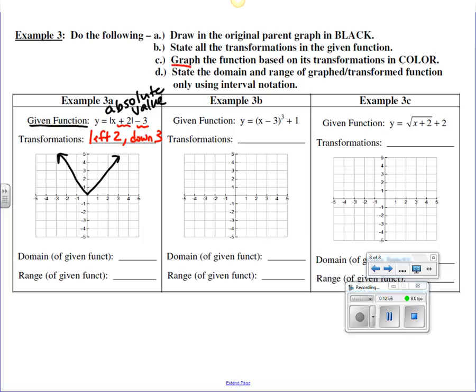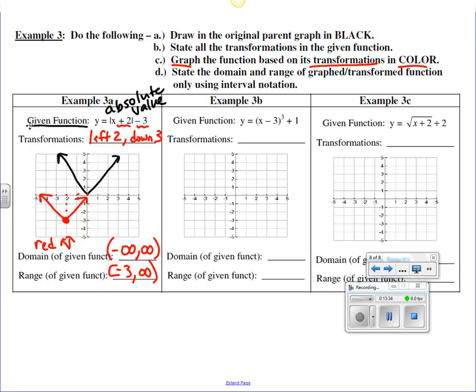All right, now we're going to graph the transformations in color. So I'm going to use red. So you need to start here at 0, 0 and go left 2 and down 3, and then draw a new V. Okay. All right, the domain, we're doing the red V. The domain of the red V, so from left to right, negative infinity to positive infinity. And from bottom to top, it's negative 3 to infinity.